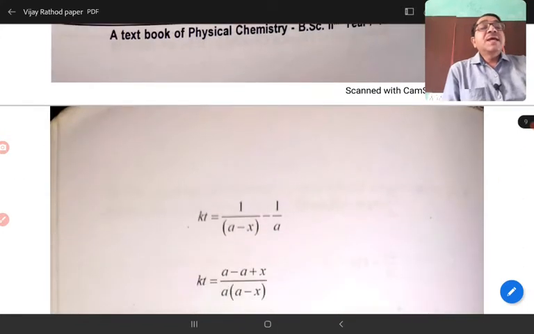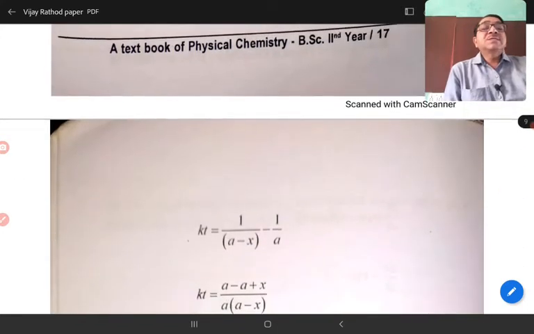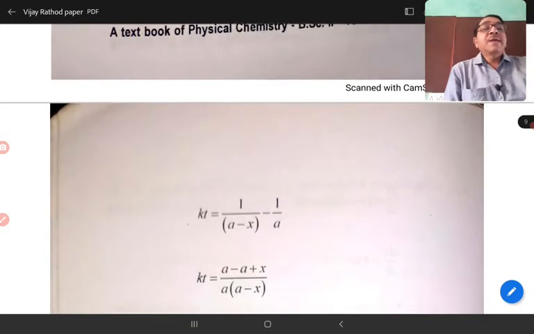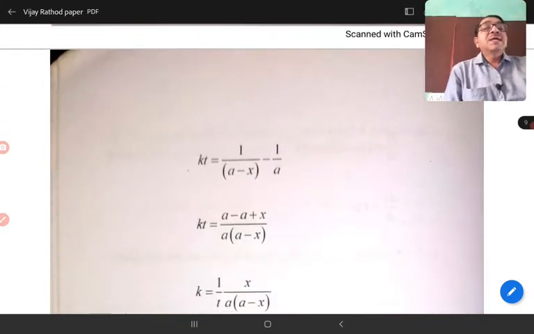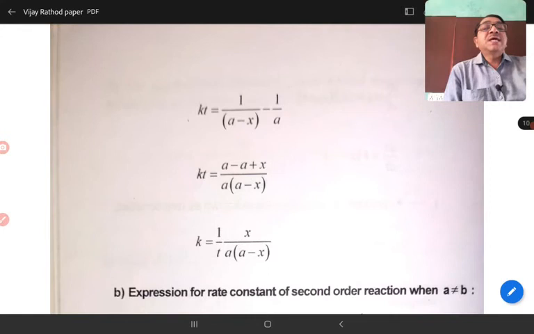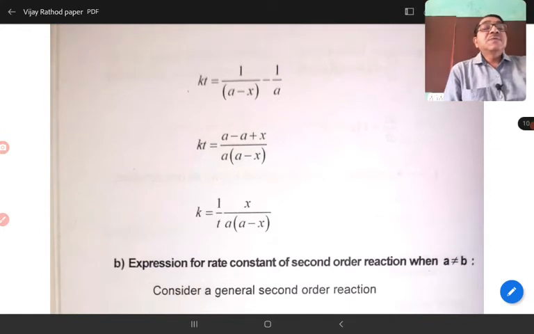Then kt is equal to 1 upon a minus x minus 1 upon a. Now after taking the LCM, kt is equal to a minus (a minus x) divided by a into a minus x, that is x divided by a into a minus x. So keeping k on one side, we get the next form as k is equal to 1 upon t into x upon a into a minus x.